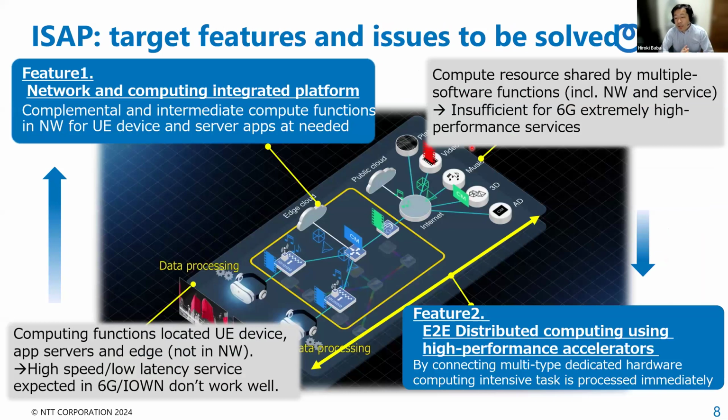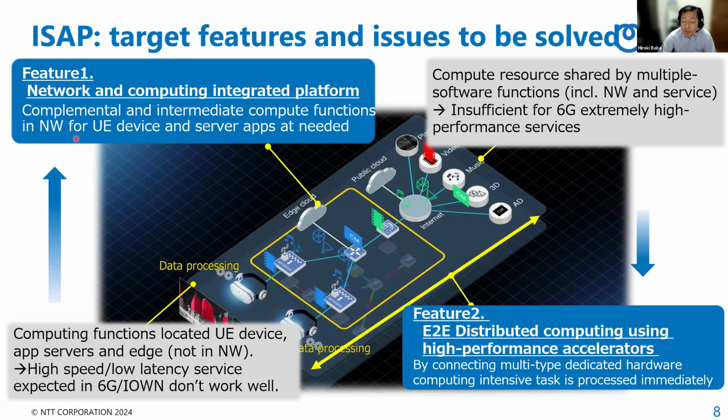Now I would like to share the pain points that our ISAP technology would address and its features. First, on the lower left side, currently computing functions are located in UE devices, application servers and edge servers, not in the network. This means that the network, user equipment, and application servers work independently and not in a tightly coordinated manner. So, for example, it is not quite possible to satisfy the performance required for remote actuation in manufacturing use cases. That is fine now, but when we talk about the extreme services expected in 6G, this would be an issue. So ISAP offers in-network computing as a service, which integrates network functions and computing functions.